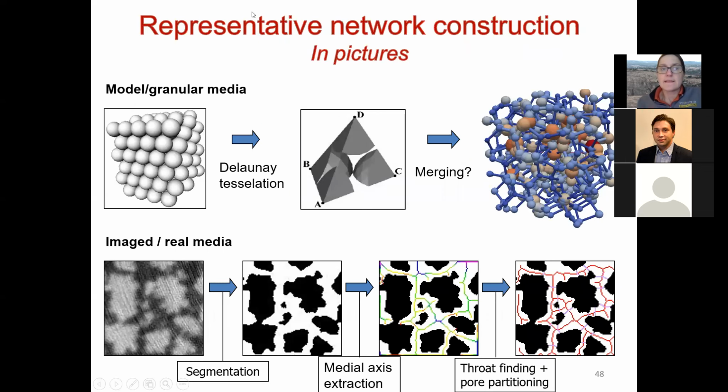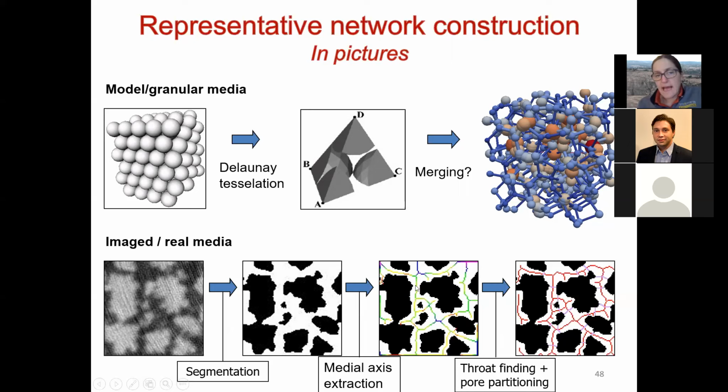All right, so how do I construct these representative networks? In pictures, I have already shown you this imaged real media, so I'm going to start from there. You start with the image, and you segment it to decide where is solid and where is pore space. Medial axis is one of the ways. We're actually going to practice something way simpler, which seems to be the simplest and the most adopted approach right now, that is using the watershed algorithm. It's the simplest to apply. All of them ultimately have their little quirks.